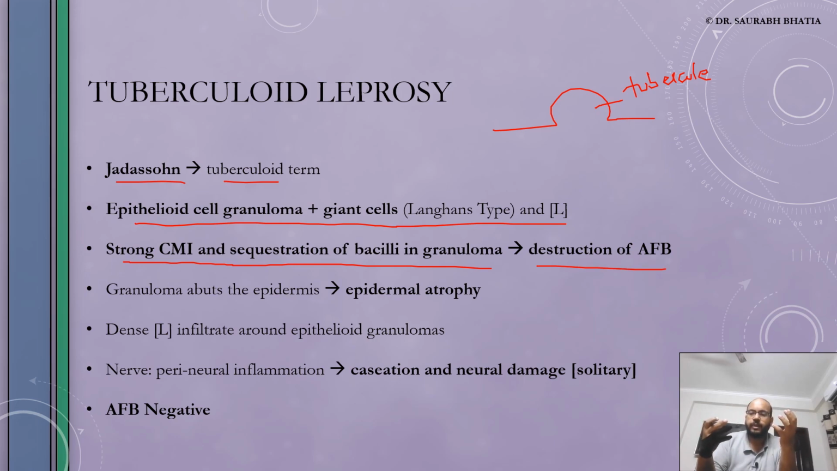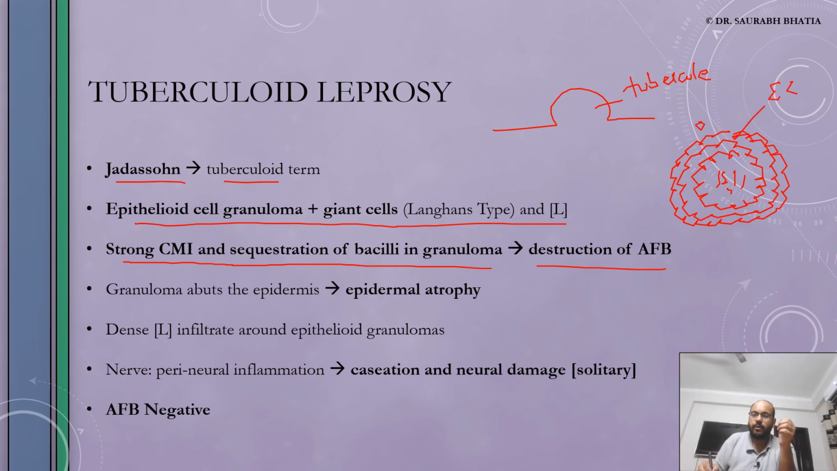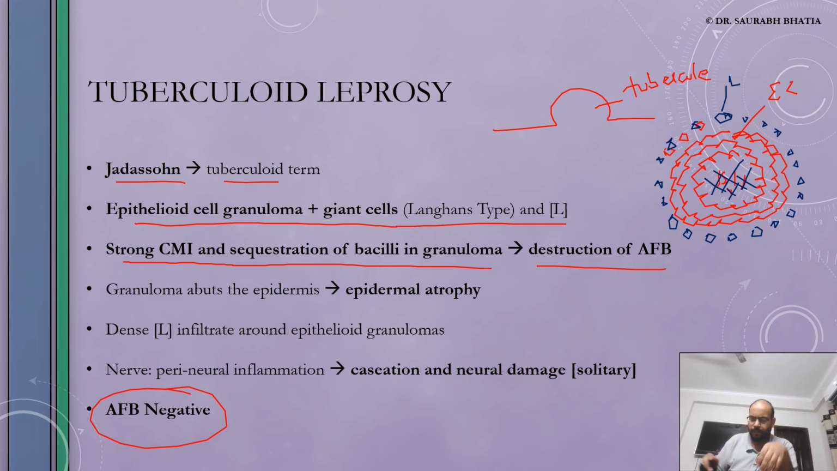Now, why does a granuloma form? A granuloma forms when the body wants to restrict the bacilli. So, you have a bacilli and individual cells are not able to kill. So, the cells make a jail around it, make a prison around it. Okay? And the cells that form this prison in leprosy are the epithelioid cells. And around that you will see blue colored lymphocytes. So this is what is happening. A granuloma is forming. Okay. And inside the granuloma, you will have destruction of AFB. So AFB is negative. That is why AFB is negative in tuberculoid leprosy. We are clear about it.